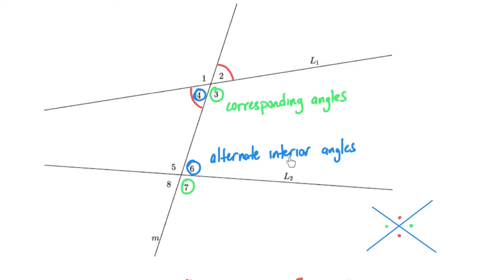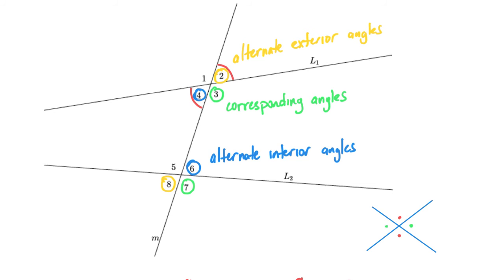They're interior because they're inside these two lines right here. So this would be the interior. So they're alternate because they're on either side of the transversal, and they're interior because they're inside. So 3 and 5 would also be alternate interior angles. And then let's look at just one other pair, and that would be like angle 2 and angle 8. Angle 2 and angle 8 would be alternate, you guessed it, exterior angles.